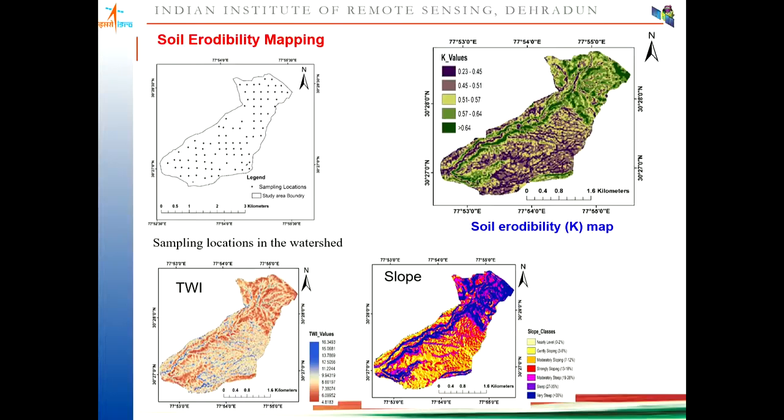Another example of how useful digital terrain models are: we also use digital terrain models for soil erodibility mapping.